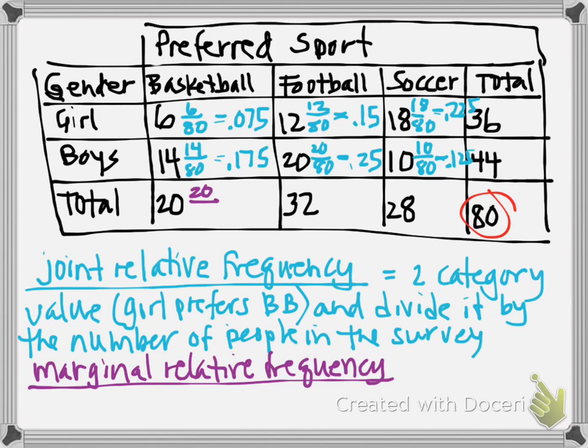I don't care if it's boys or girls. I'm putting them together, and I'm going to divide them by the 80. How many people were in the survey? Okay, so that's going to give me 0.25. On this one, we had a total of 32 people prefer football out of the 80 that were surveyed, and that becomes 0.4. Okay, and then we had 28 out of 80 who preferred soccer, and that number becomes 0.35.